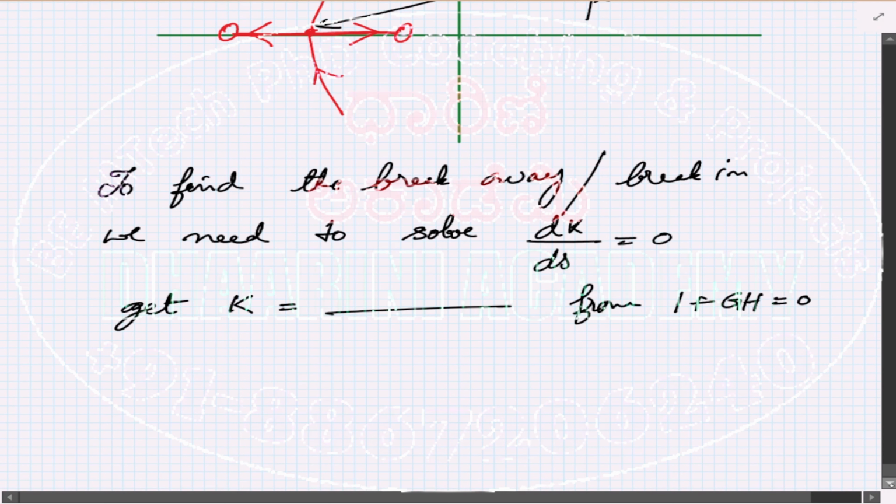Fine. So once you know the breakaway or break-in point, from that point you can draw the graphs. The branches will start from there, and the branches will either go to infinity or go to the finite zeros present on the curve, or maybe vice versa in case of the zeros. So that is actually step number 6. Then we go for the next one, that is actually step number 7.